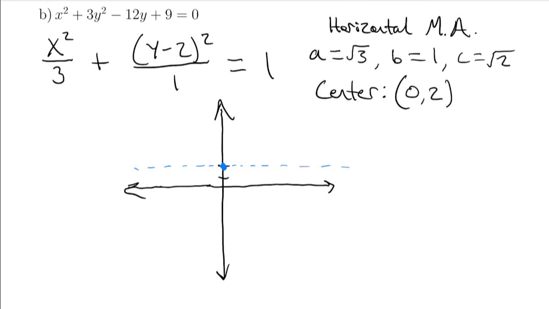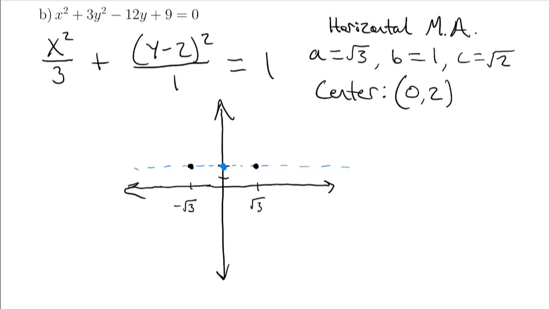So let's see, a is square root of 3. That's the distance from the center to the vertices. So if I go a distance of root 3 to the right, that's going to give me 1 vertex, and then I can do the same to the left. So I'll label this as root 3. This is negative root 3. These numbers are a little bit ugly, so I'm just doing the best I can here.